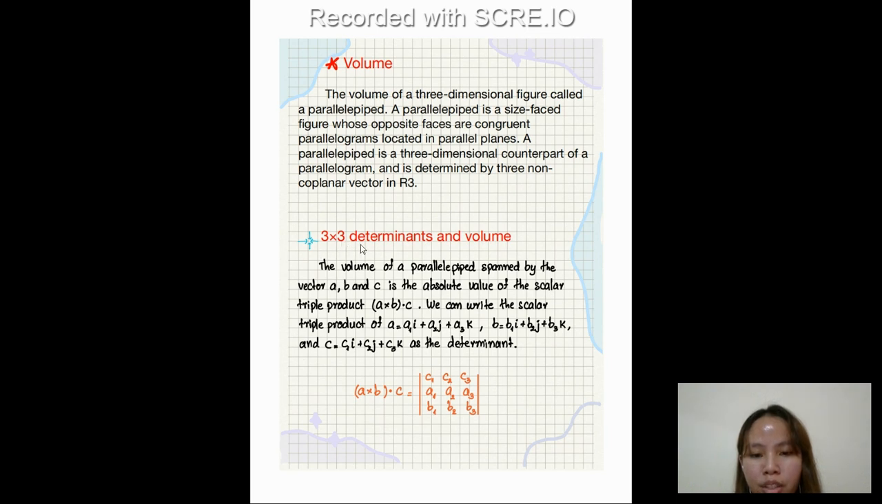3 times 3 determinant and volume. The volume of the parallelepiped spanned by the vectors A, B, and C is the absolute value of the scalar triple product of A cross B times C. We can write the scalar triple product of A equal to A1i plus A2j plus A3k, B equal to B1i plus B2j plus B3k, and C equal to C1i plus C2j plus C3k as the determinant like this.